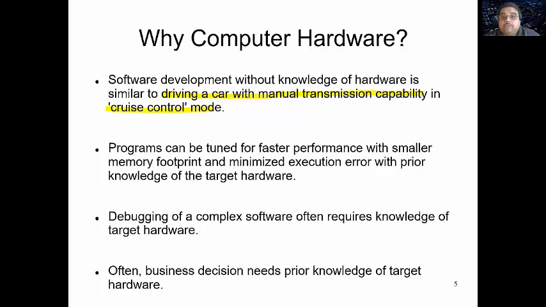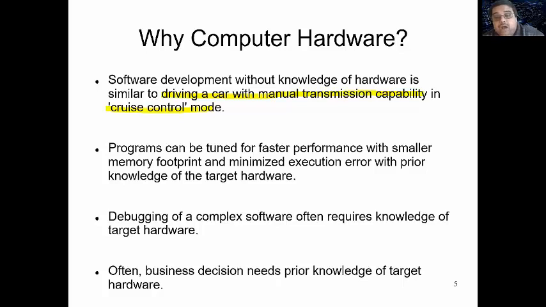A program can be tuned for faster performance with a smaller memory footprint, and execution errors can be minimized, with prior knowledge of the target hardware. So that's a given: someone with hardware knowledge can do better software programming if they concentrate on both the hardware and software parts. Debugging a complex software can often require knowledge of the target hardware, especially if it involves caching and all this funky stuff around the software.